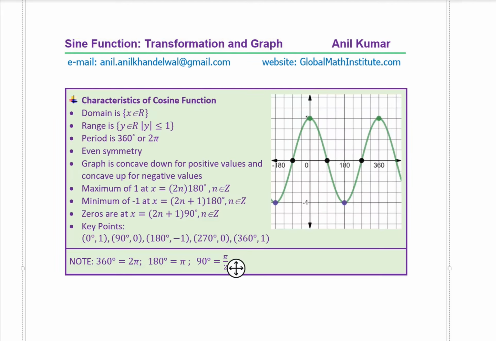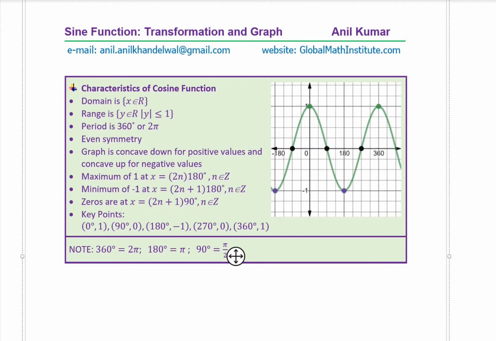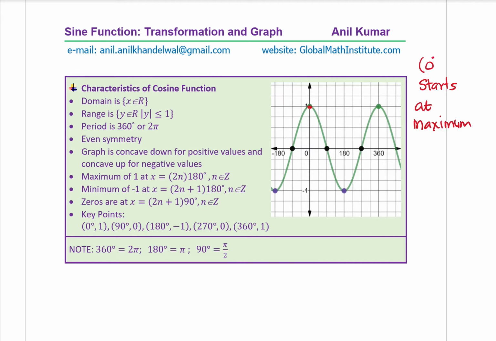Now let's look into the characteristics of cosine functions. When we talk about cosine function, we are looking for a graph which starts with the maximum, right? Important thing, it starts with maximum. So when I say starts at, that means the coordinate point is at 0 degrees, cos of x is 1. Okay? That is where it is. And then it goes to 0, -1, 0, and 1.